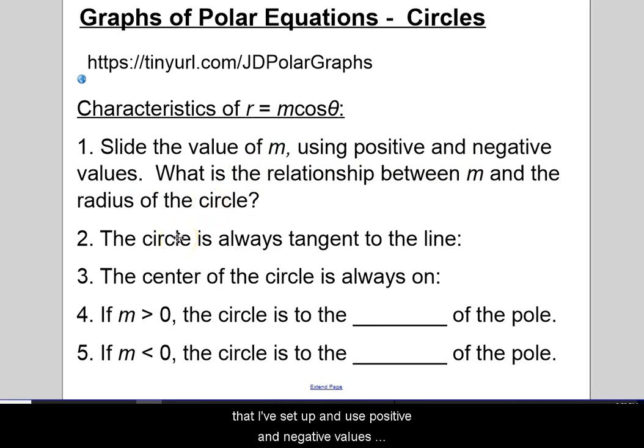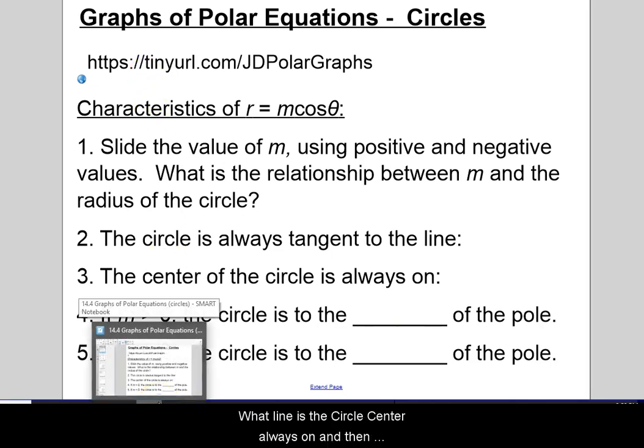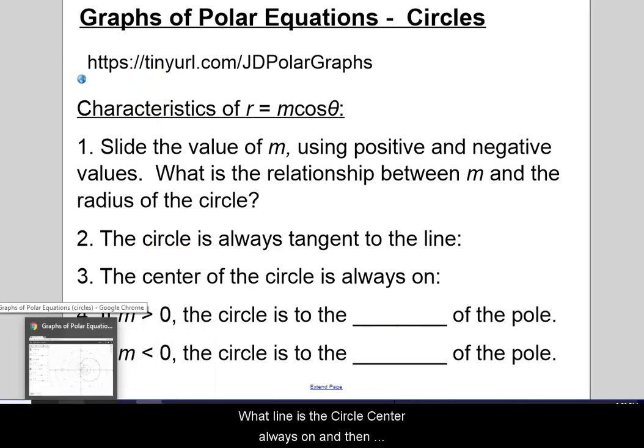Find out what line the circle is tangent to all the time. Tangent means it brushes right up against it, does not cross it, it just touches it. What line is the circle center always on? And then determine what happens when m is positive versus negative compared to the pole. Okay, so after you've got that set up, we can explore this a little bit.